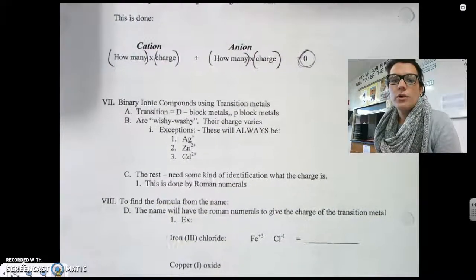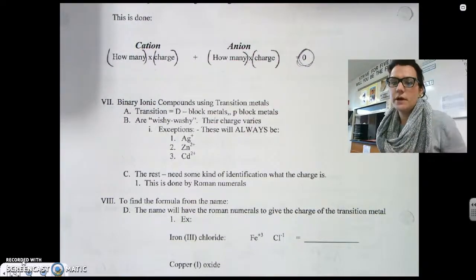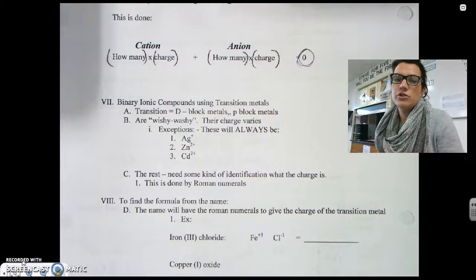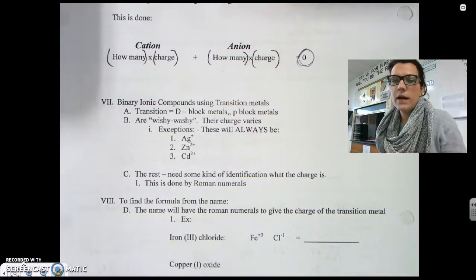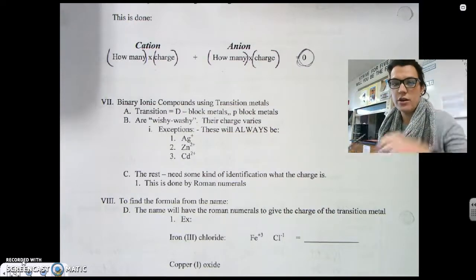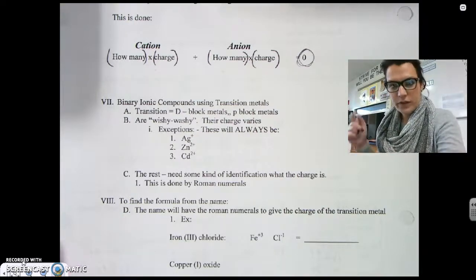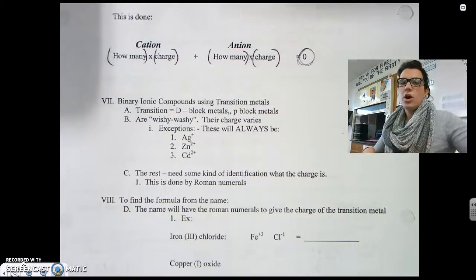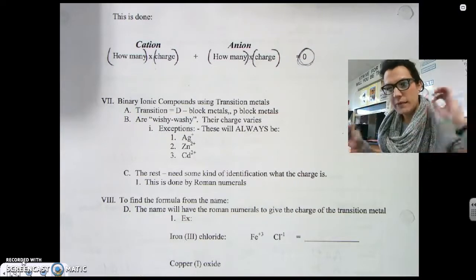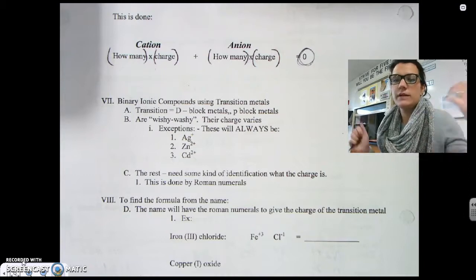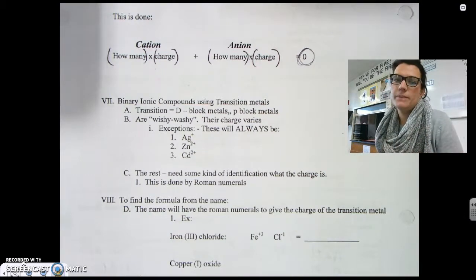Okay. So binary ionic compound. We're still talking about two elements inside of a compound, a cation and an anion, and this time we're going to use transition metals. So these are our D block metals and some P block metals that are going to be considered transition in a binary transition compound. So all of these are going to be considered wishy-washy, meaning their charges can vary depending on what they're bonded to. So I'm going to say that these are wishy-washy elements.